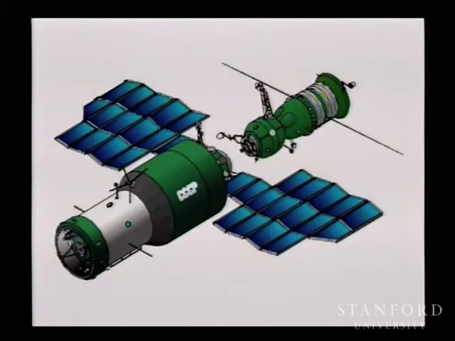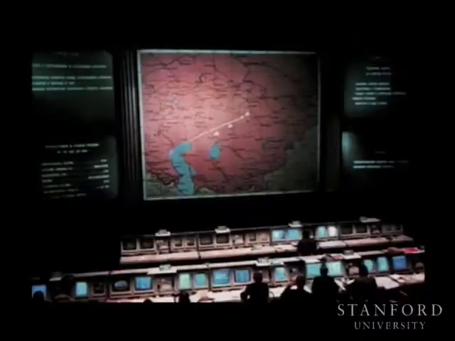Now, they were coming up to dock with the Almaz station, and their automatic docking system failed at this point, and they tried redocking several times, and at some point they had to abort the mission. And so rather than docking and spending their time on the Almaz station, they kind of did an early return abort.